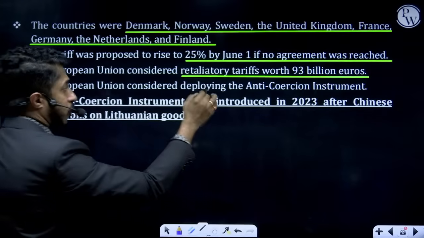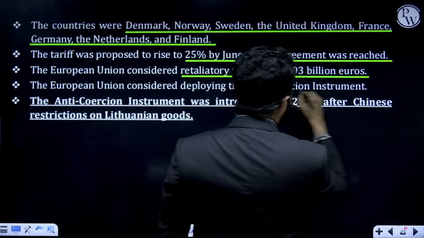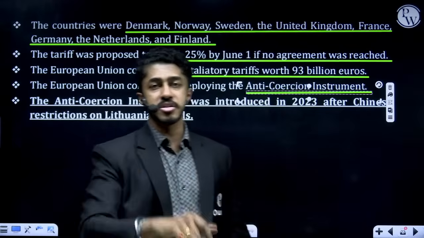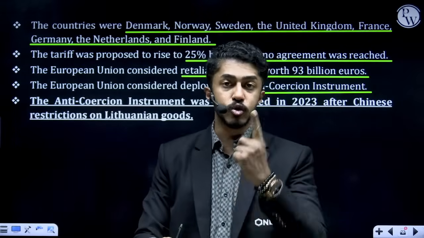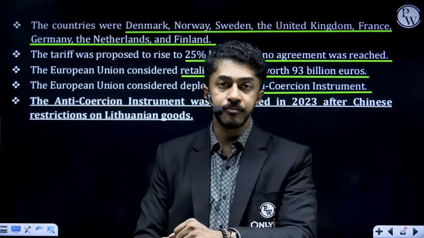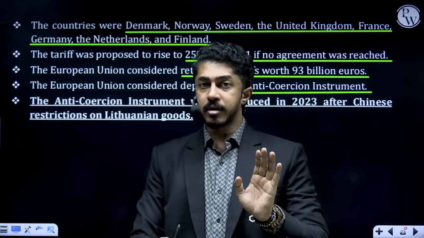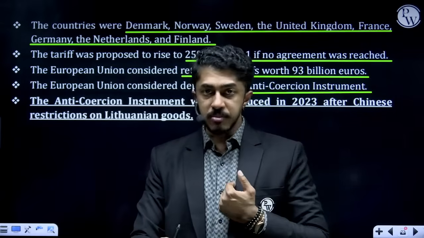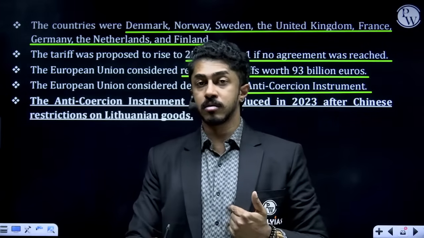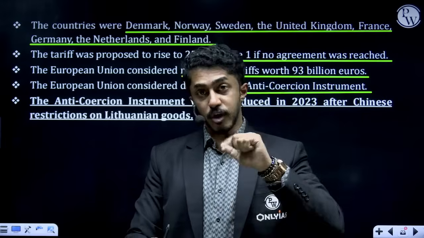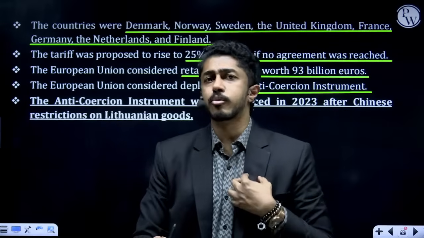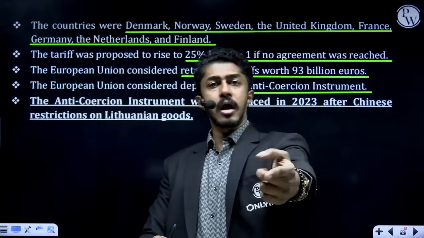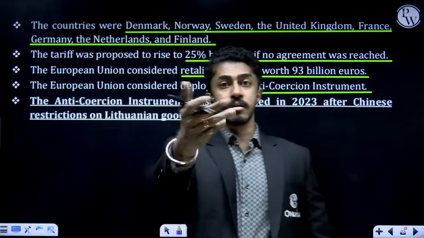European Union considered deploying, and this comes under what? This comes under the anti-coercion instrument. What is this anti-coercion instrument? Anti-coercion instrument simply means you cannot force me to do something by using tariff. Got the point? You cannot force me to do something by telling that I will impose tariff on you. So for that, if you put tariff on me and I am going to face 100 rupees loss, I will put a 100 rupees tariff on you in return, in retaliation.